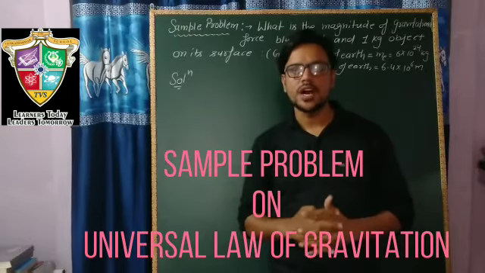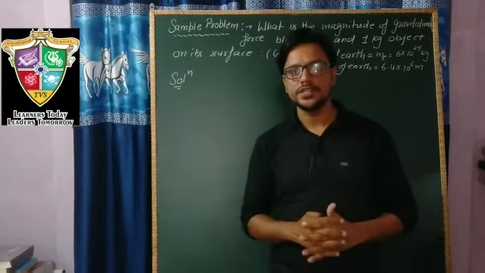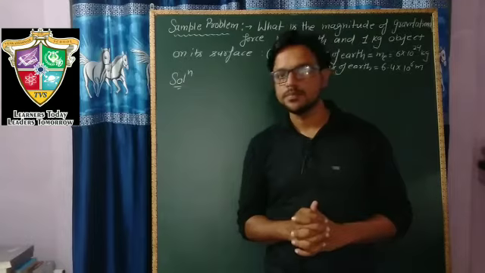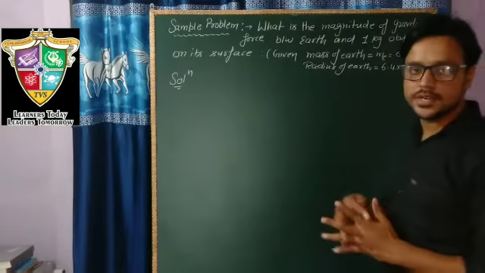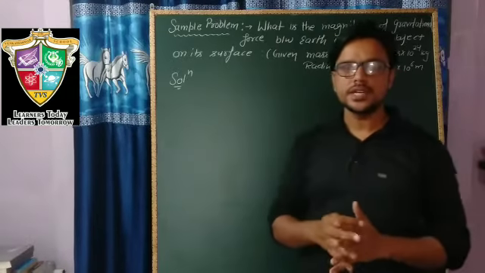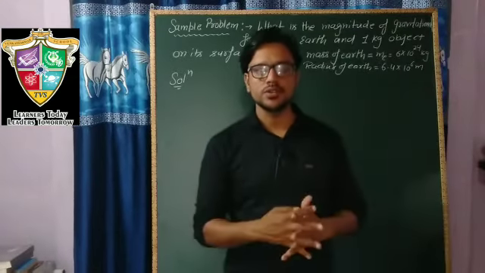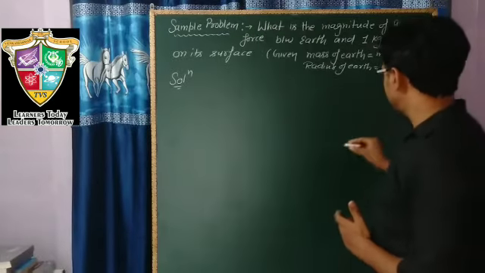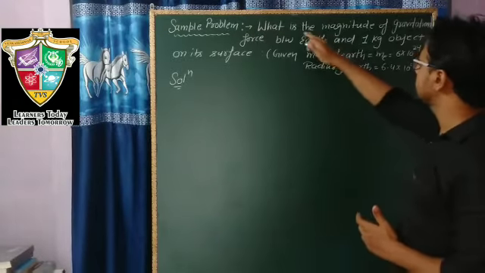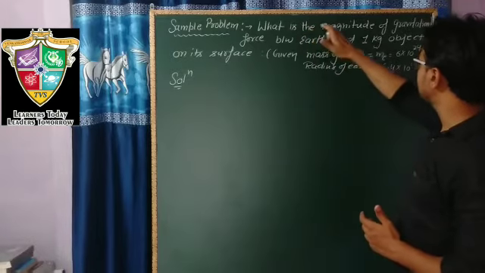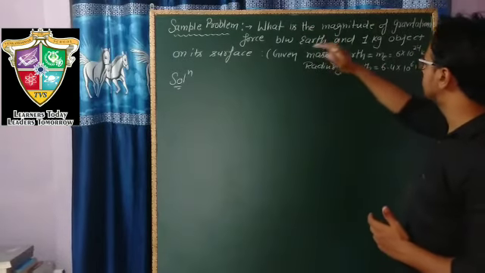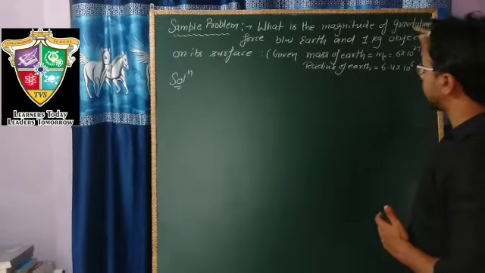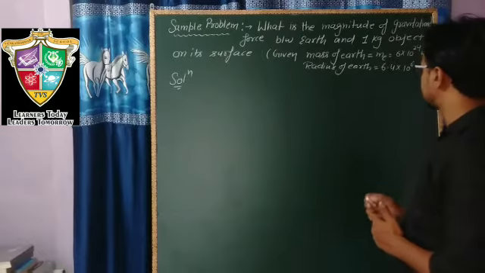Now we will discuss how we can apply the universal law of gravitation in a practical situation. What we had studied is that every object in this universe applies force on other objects due to its mass. So in this situation, we have to calculate the magnitude of the gravitational force between Earth and a 1 kg object on its surface.